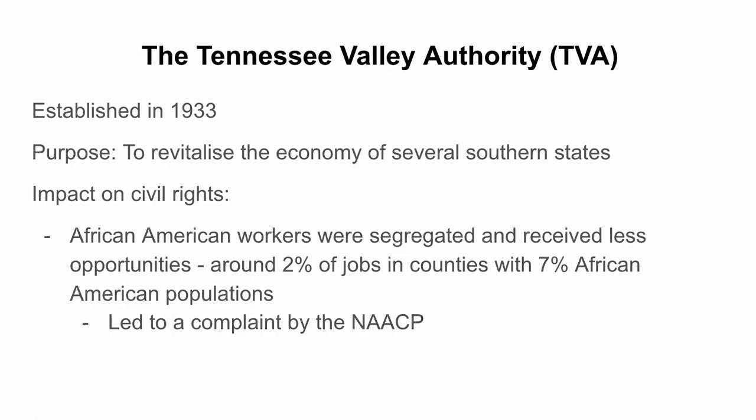The next one is the TVA, the Tennessee Valley Authority, again 1933. This was established to revitalize the economy of southern states, building hydroelectric dams, for example. In terms of impact on civil rights, this is pretty significantly a negative. African American workers were segregated and received fewer opportunities. For example, in counties with a 7% African American population, only 2% of TVA jobs went to African Americans. So they were underrepresented, and this led to a complaint by the NAACP.